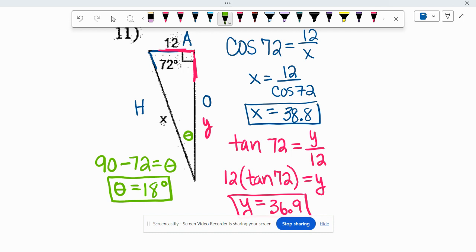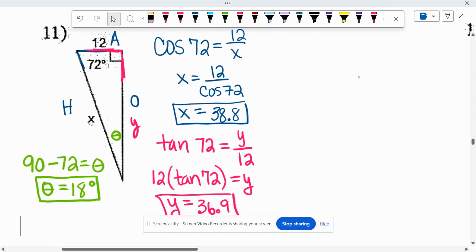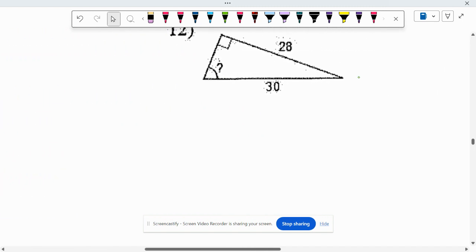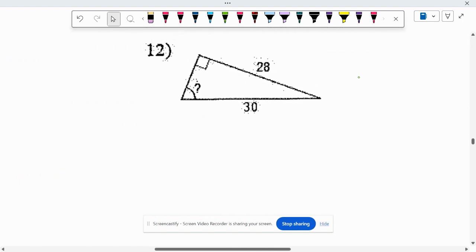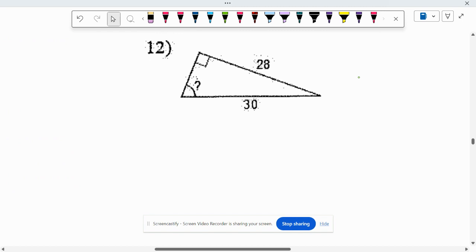So Aaron, Naomi, Josue, and Jaden. Naomi, what part do you want? Do you want to do the labeling? Okay. So I'm going to call this theta and you label all your sides. Okay. Perfect.